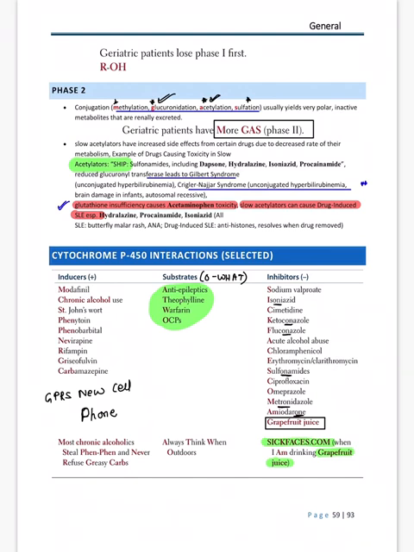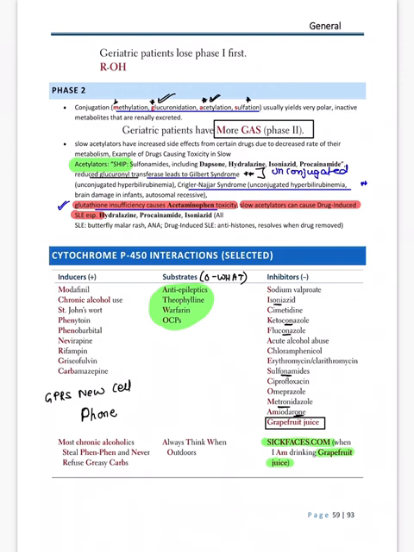When you have reduced glucuronyl transferase, that is seen in Gilbert syndrome, which is a type of unconjugated hyperbilirubinemia. Put in comments, guys, what are the two examples of conjugated hyperbilirubinemia. Crigler-Najjar syndrome. Glutathione insufficiency may cause acetaminophen toxicity, and slow acetylators can cause drug induced SLE. These are all important.